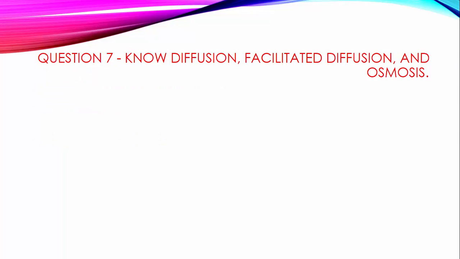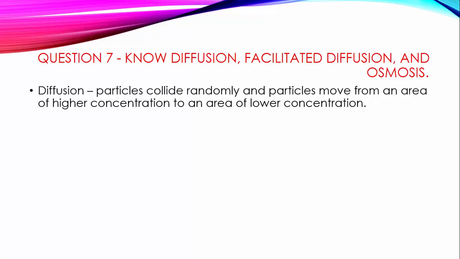All right, moving on. Number 7: diffusion, facilitated diffusion, and osmosis. Okay, so 3 big words here. Very, very easy to understand if you study. So the first one, diffusion. Particles collide randomly, and particles move from an area of high concentration, where there's a lot of it, to an area of low concentration where there is none of it.